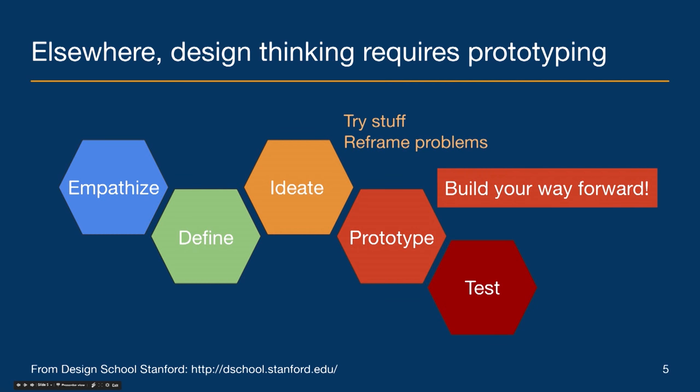Anywhere else outside of the software industry, designing and prototyping are actually very closely intertwined. There's virtually no design of anything, clothes, furniture, appliances, cars, even architecture, even art, that is not prototyped before going into production. This graphic, taken from the design school of Stanford University, illustrates this design process in 5 steps.